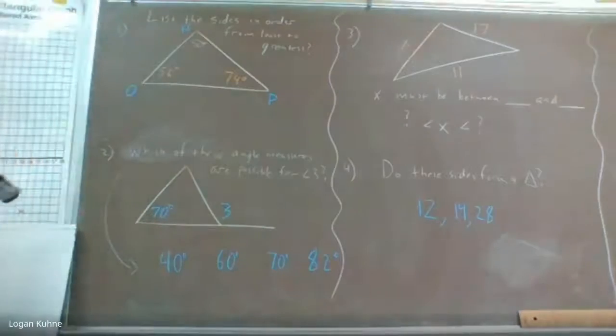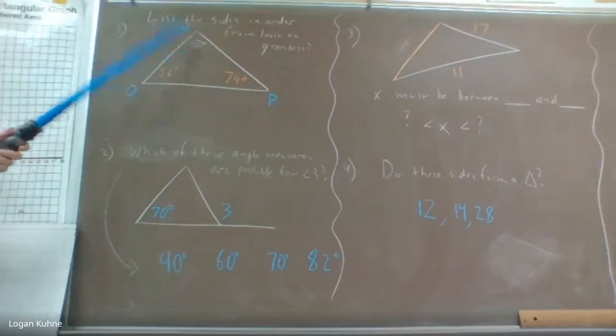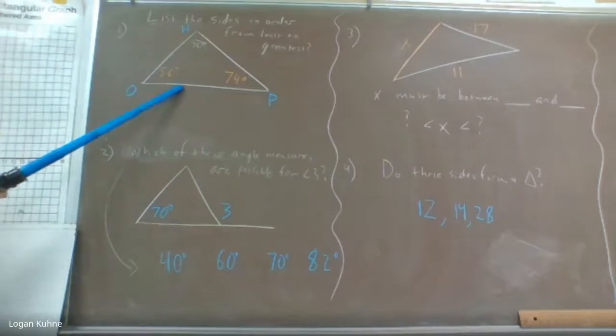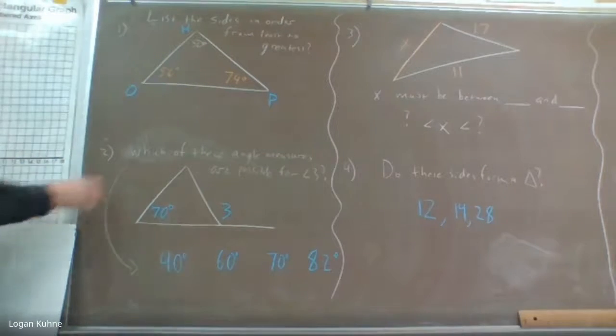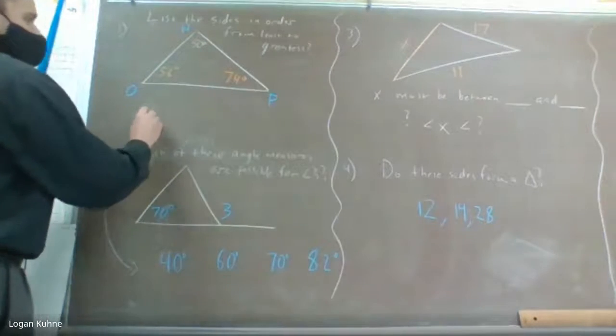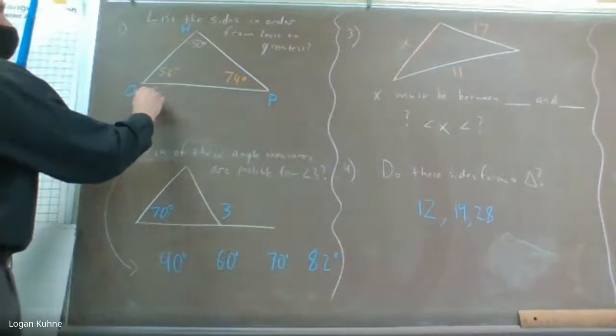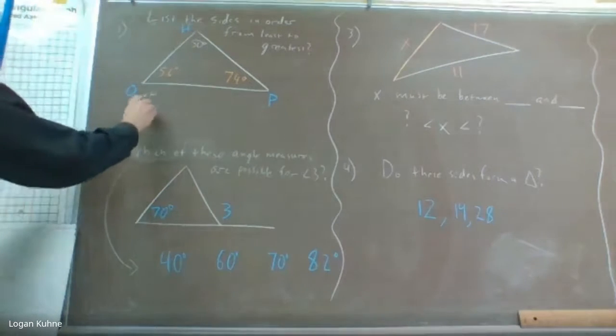Cool. Okay, so this angle, 50 degrees, is the smallest angle. Which's got to be the smallest side then? OP's got to be the smallest side. Obviously, this picture's not drawn to scale, is it? Okay, so angle H is the smallest angle, so OP is the smallest side.